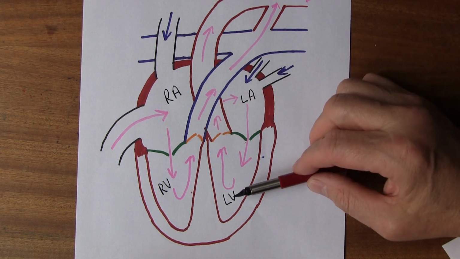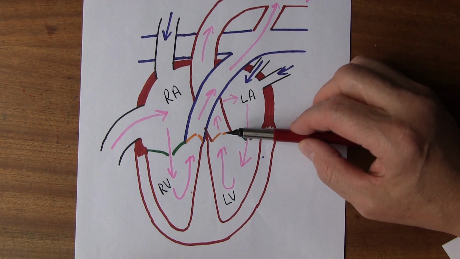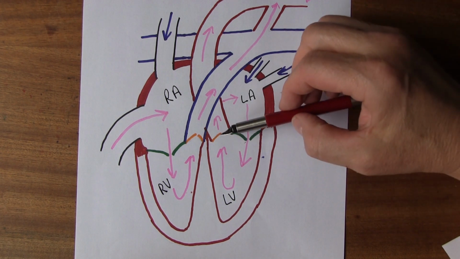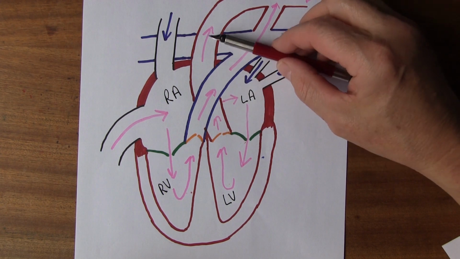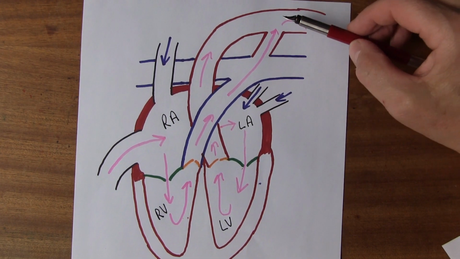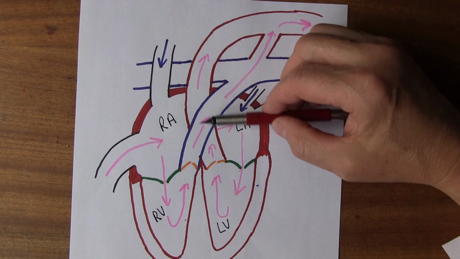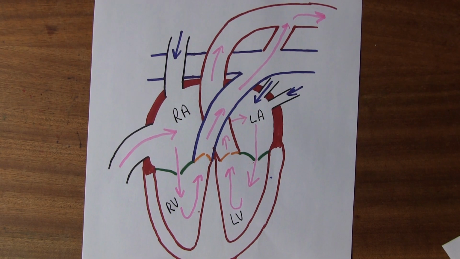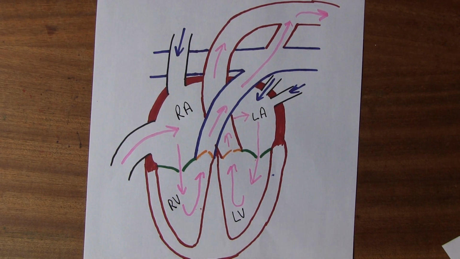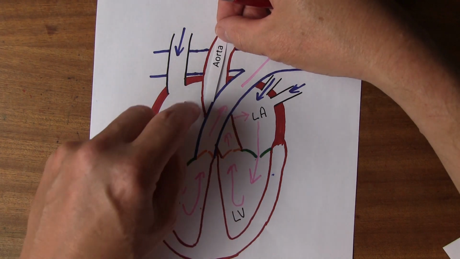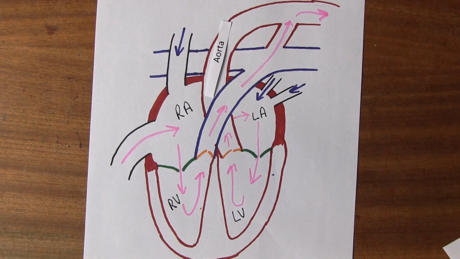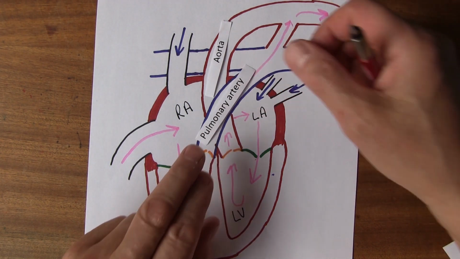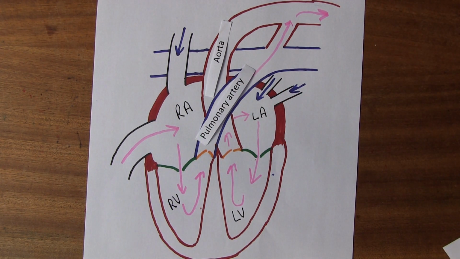Blood from the left ventricle is going to be ejected through the aortic valve into the aorta, and this vessel going around here is the aorta. And branches from the aorta will take blood to all of the systemic circulation, or all of the fetal systemic circulation. So here we have the aorta, that's that vessel there. And here we have the pulmonary artery, that's that vessel there. Aorta in red, pulmonary artery in blue.